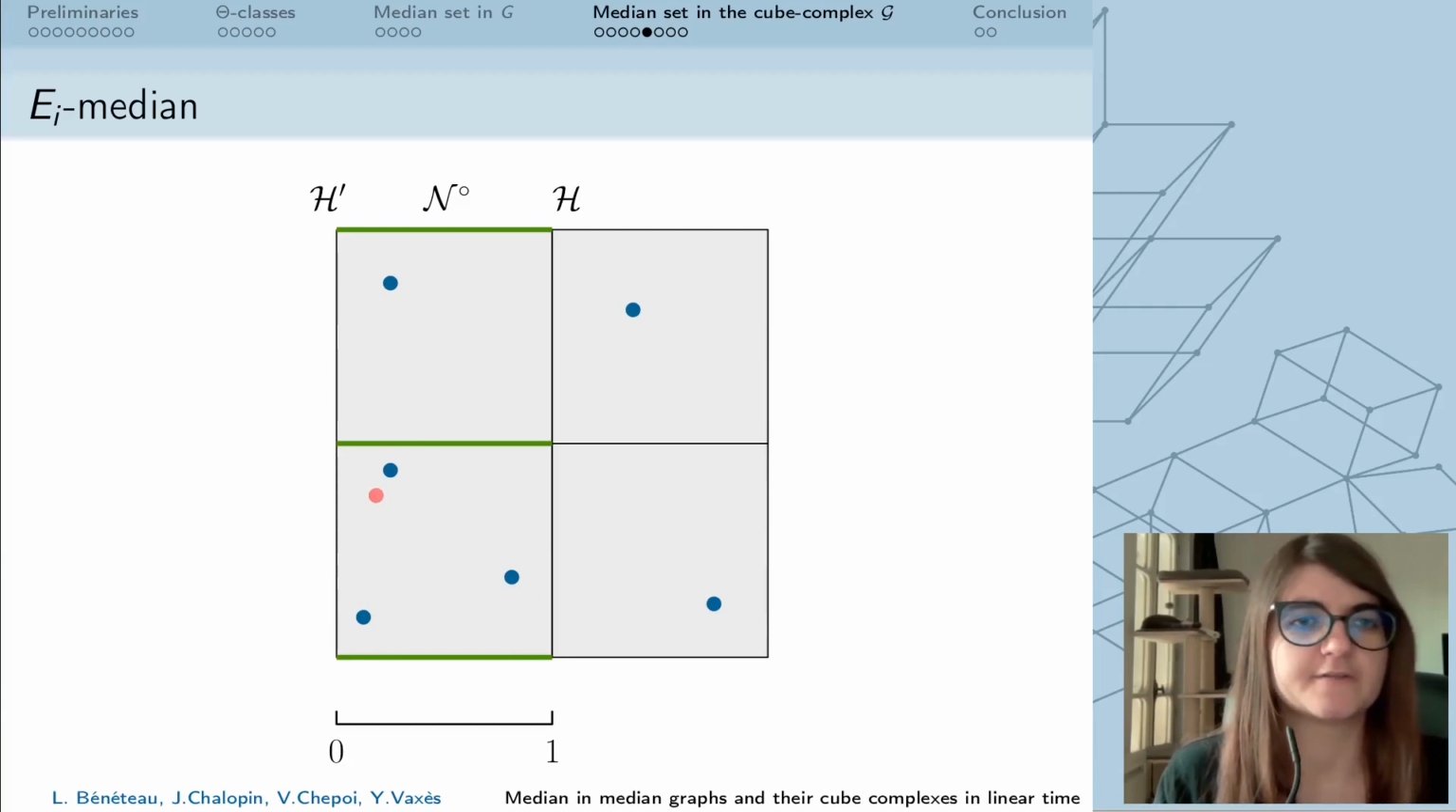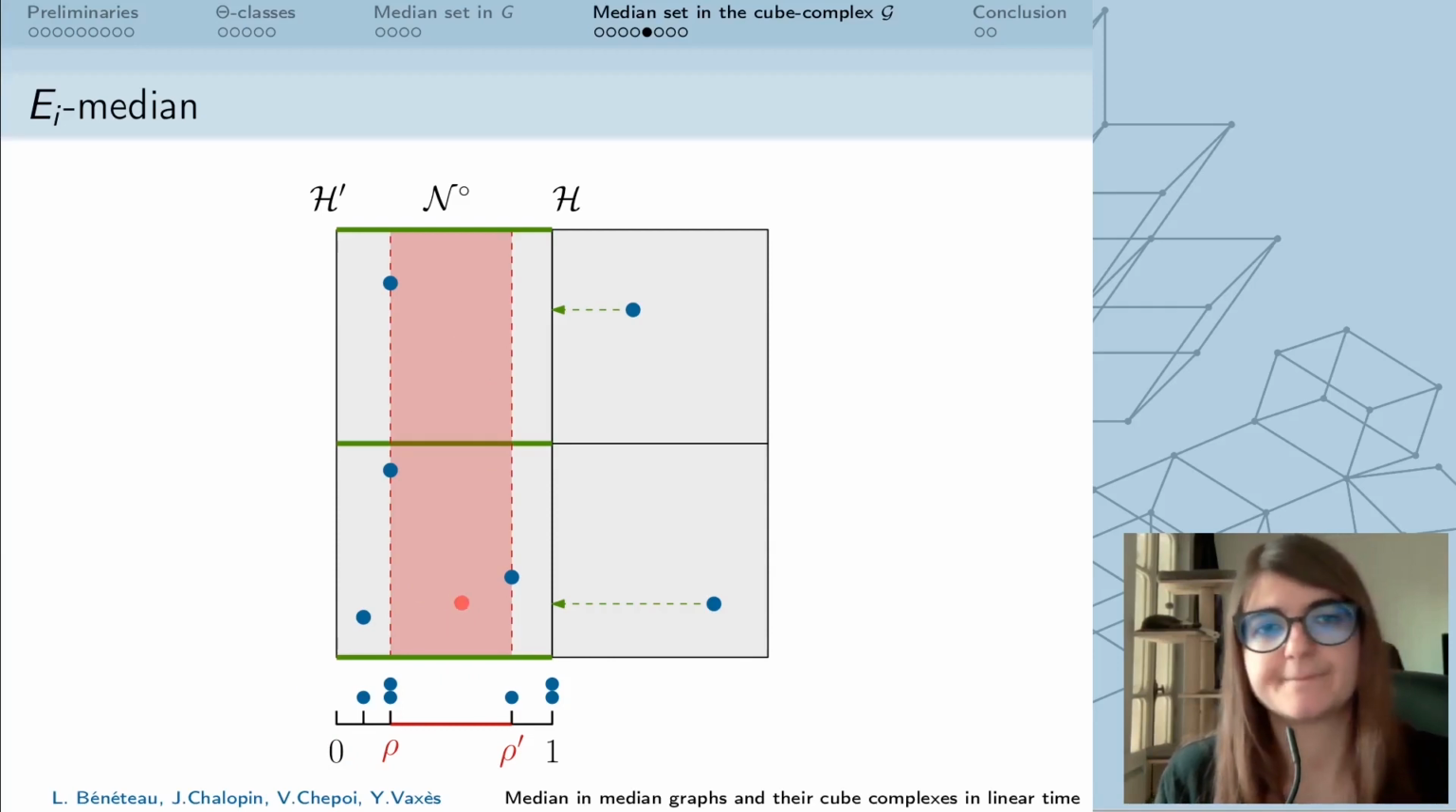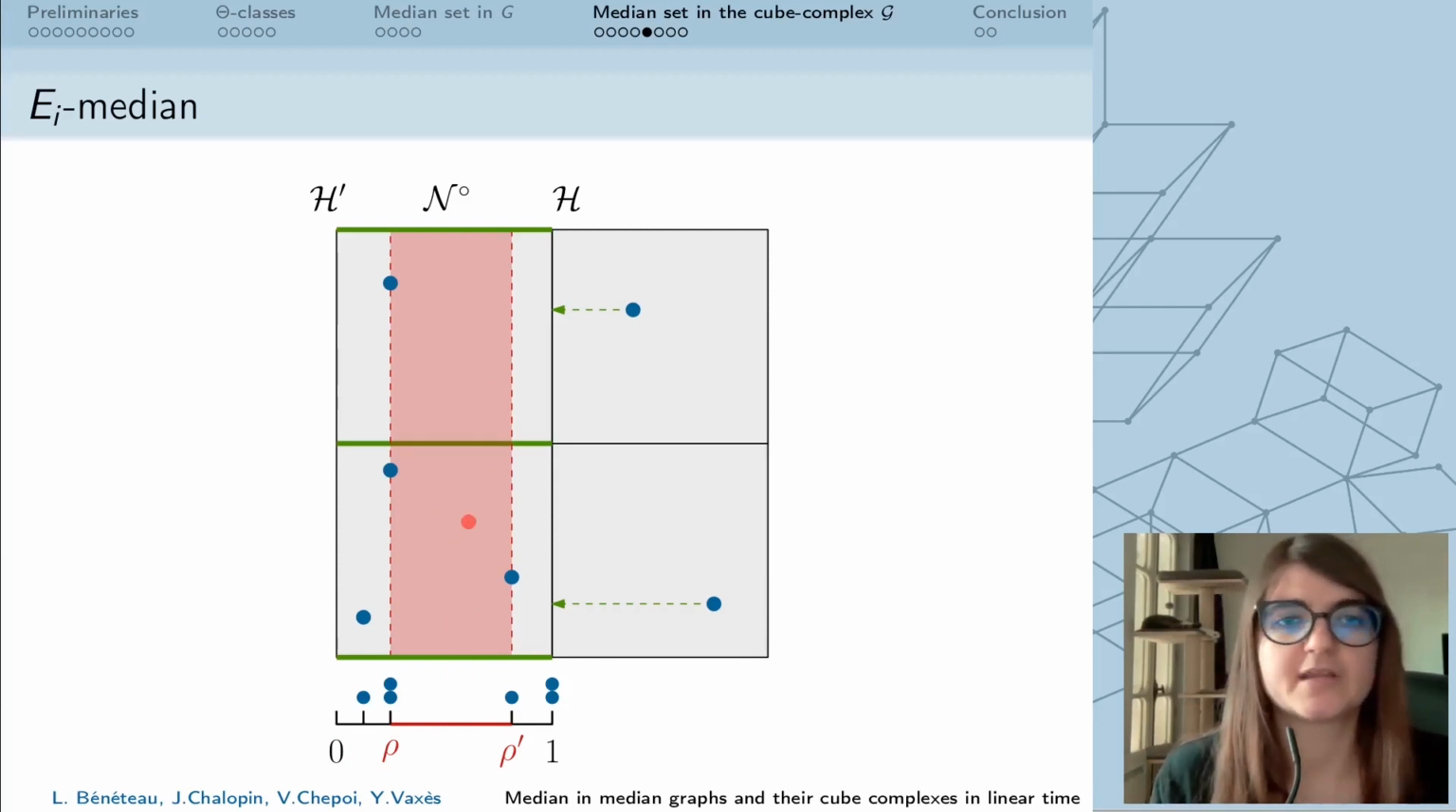Okay, so we project the weight of each terminal on the 0, 1 segment of this theta class. Also, the points that are on this hyperplane we will project on 1, and on this one we will project on 0. Okay. And we compute the L1 median on this segment. So we get it. And now we know that the median set is totally included in this red area. We don't know where in the red area, but we know that it's in it.